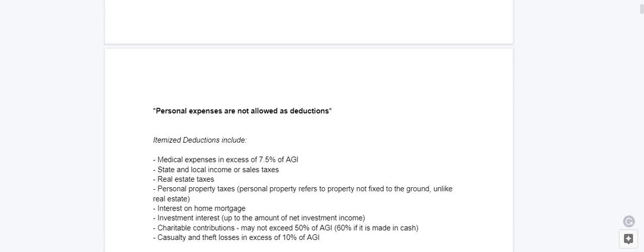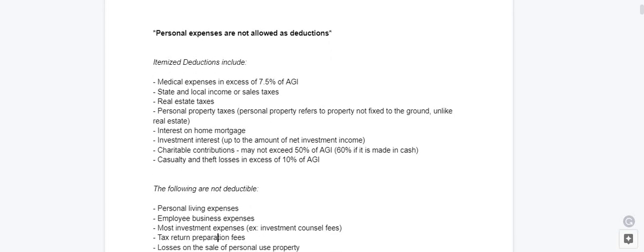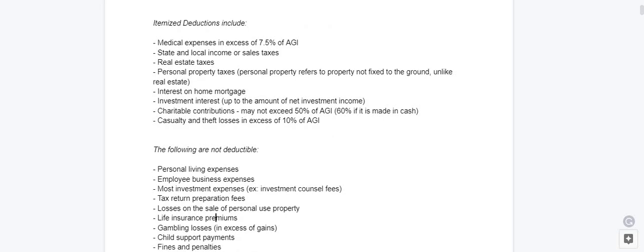And of course, we also went over common expenses that are not deductions. Notice things like personal living expenses here are not included, as mentioned before, and so are the losses on the sale of personal use property.